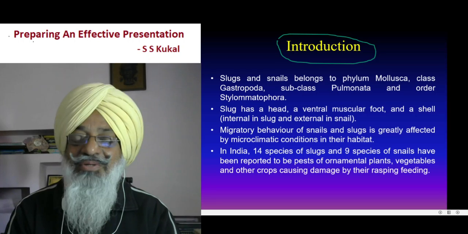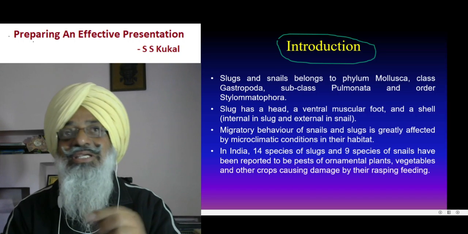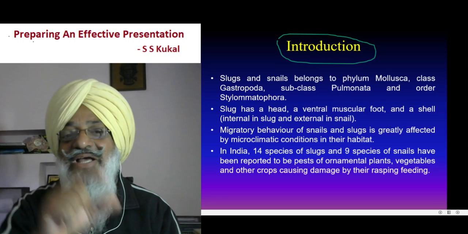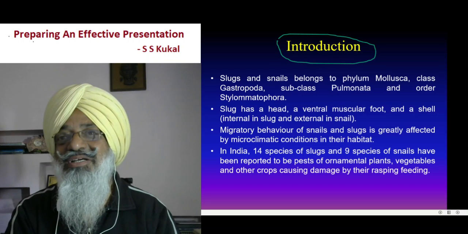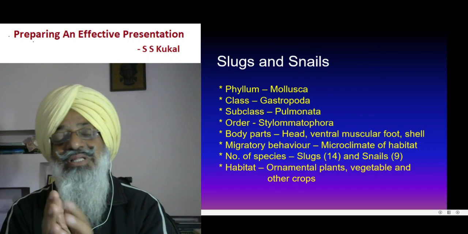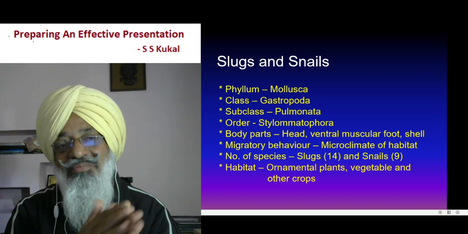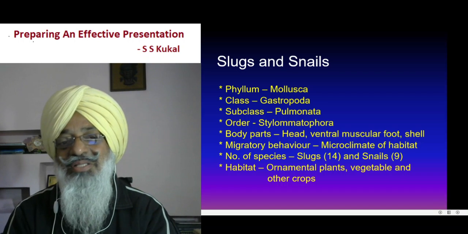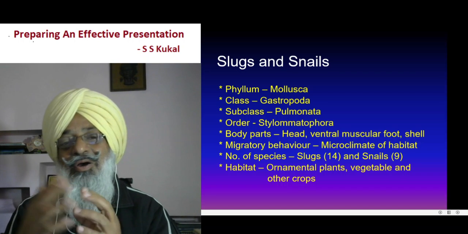And above all, when a person presents this, he speaks introduction. Slugs and snails belong to phylum Mollusca. So that looks very odd. So you are concerned with slugs and snails. These belong to phylum Mollusca, class Gastropoda, subclass Pelminata, order this.